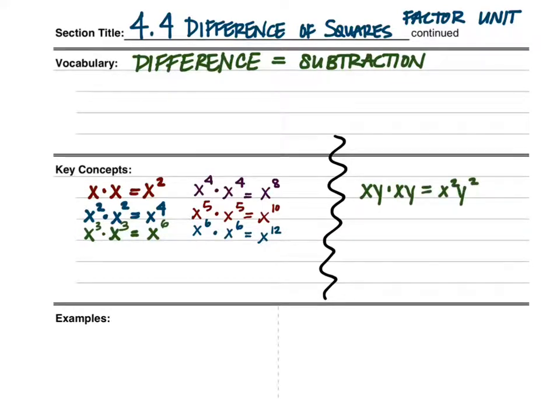And we get xy times xy, giving ourselves x squared and y squared. We can also do some a's and b's, so perhaps let's do ab squared times ab squared. And that's going to give us a to the power of 2 and b to the power of 4. So if I take a look at that, that does make sense.